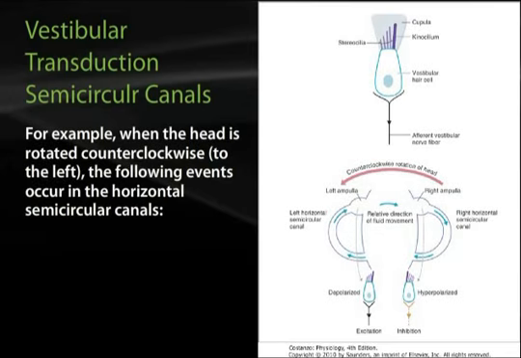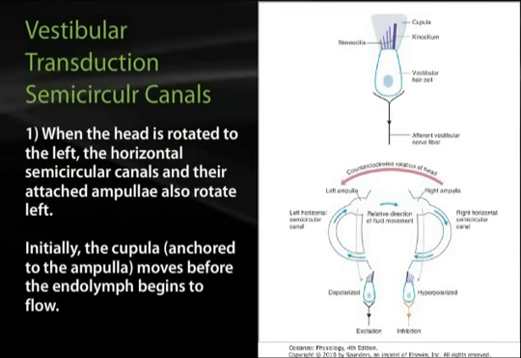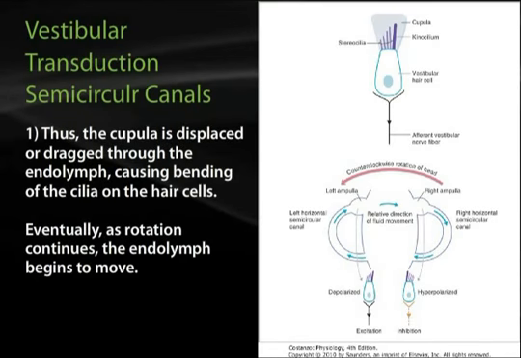For example, when the head is rotated counterclockwise to the left, the following events occur in the horizontal semicircular canals. When the head is rotated to the left, the horizontal semicircular canals and their attached ampullae also rotate left. Initially, the cupula, anchored to the ampulla, moves before the endolymph begins to move. Thus, the cupula is displaced or dragged through the endolymph, causing bending of the cilia on the hair cells. Eventually, as rotation continues, the endolymph begins to move.